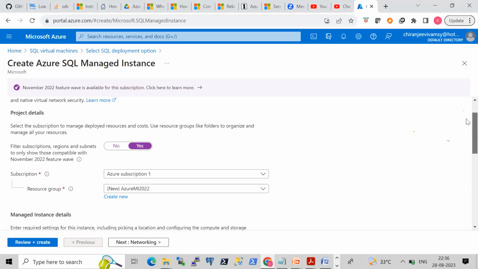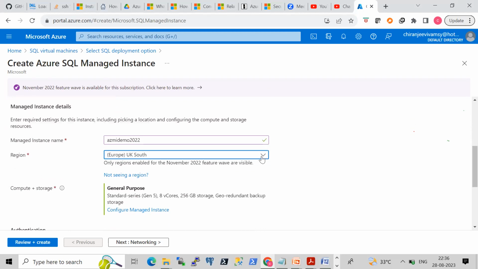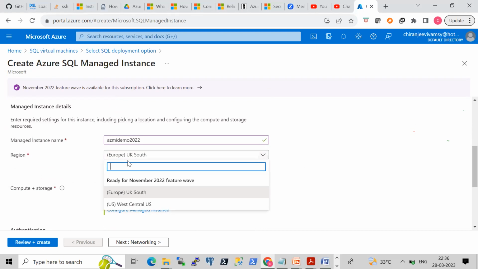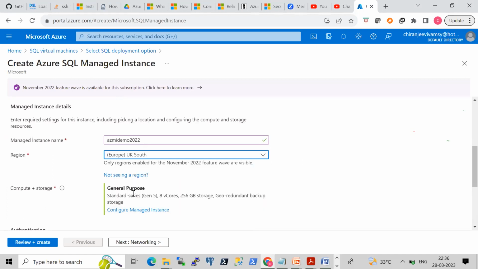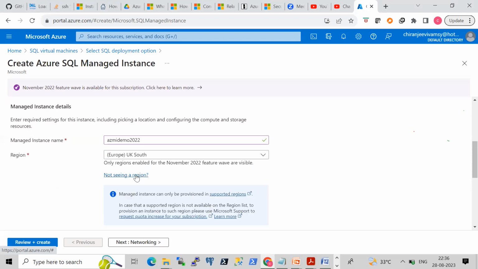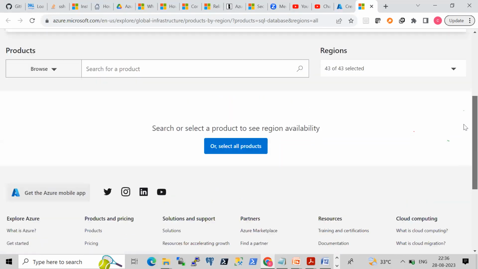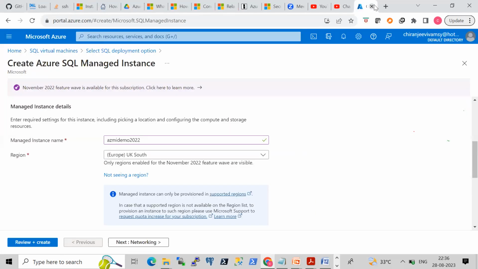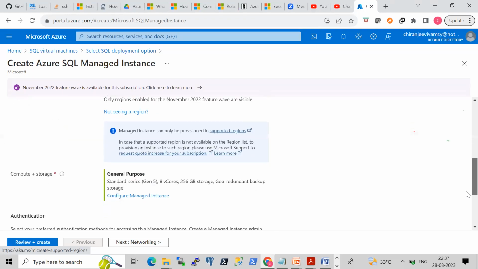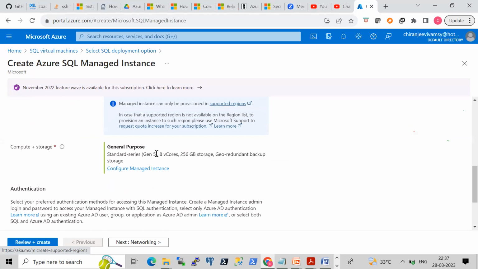Okay, for the moment, I can see Europe, UK South, and US Central West. So I'm going with UK South. If you are not seeing a region, if I click on that, it's only supported in certain regions. If you want to know, you can click on this and you will get to know the regions supporting these feature waves. Okay, for the moment I'm going with this. And now here comes the general purpose discussion.